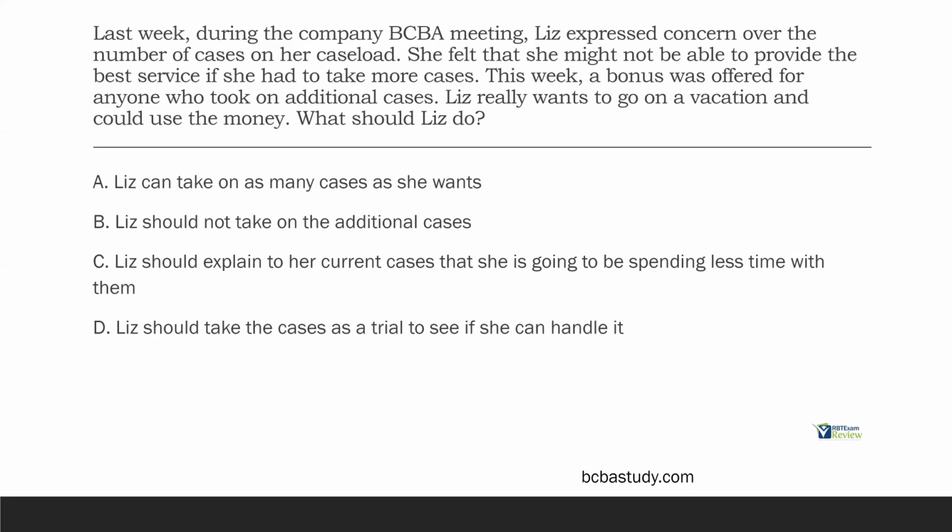Unfortunately for Liz, she's already expressed concern. The money does not trump the service quality that Liz is promised to deliver. C, Liz should explain to her current cases that she's going to be spending less time with them. No, they don't deserve that. Okay, that's not ethical. That's not dignified. It's not respecting our clients, taking time away from them because Liz wants to make more money.